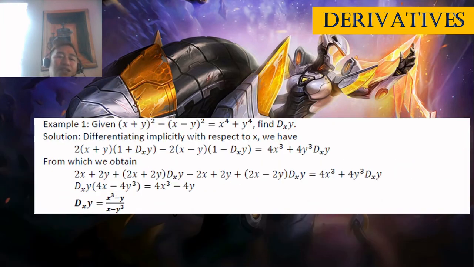Okay. Now, next example. Given (x plus y) quantity squared minus (x minus y) squared is equal to x to the fourth plus y to the fourth. Find dy/dx. Sige, find dy/dx na ta. Okay.